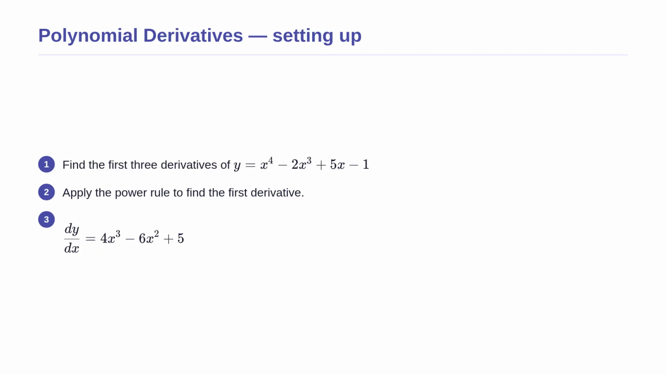For the first derivative, we bring down the 4 to multiply with x, making it 4x cubed. We bring down the 3 to multiply with the negative 2, making it negative 6x squared. The 5x becomes just 5 and the constant negative 1 disappears because the rate of change of a constant is always 0.